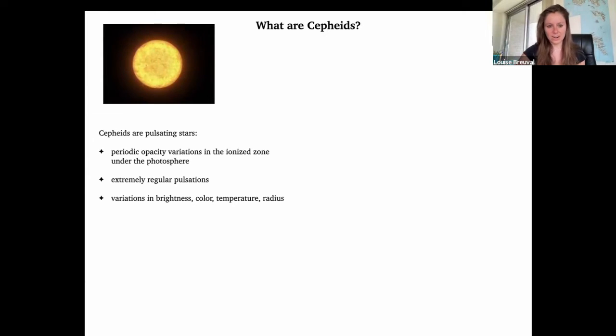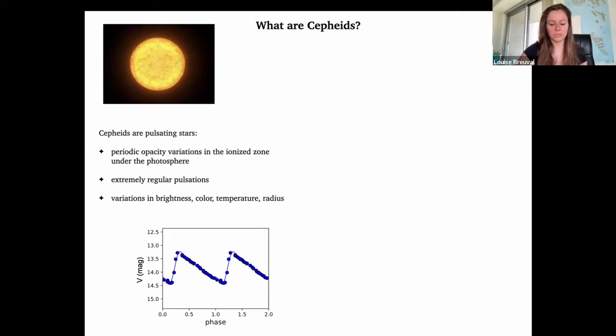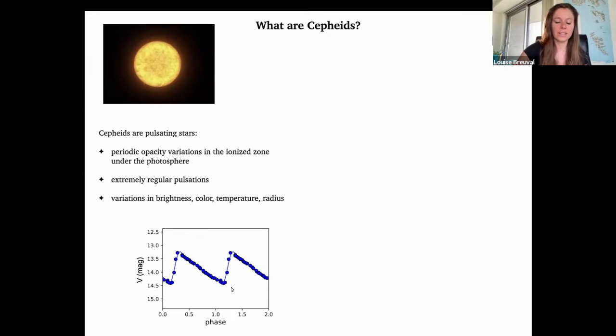Cepheids are pulsating stars. This pulsation is driven by variations of opacity in the atmosphere of the star. And these pulsations are extremely regular. The variations are not just brightness, but also color, temperature, and the radius of the star. So if you look at a Cepheid for a couple of nights, you'll see the light curve, and it looks like this. You can look at it in different filters. The amplitude is bigger in the optical, and in the near infrared, it's slightly compressed.